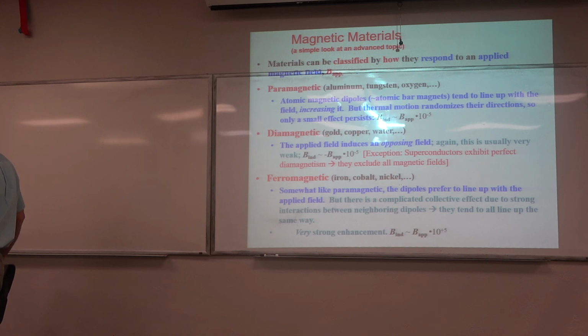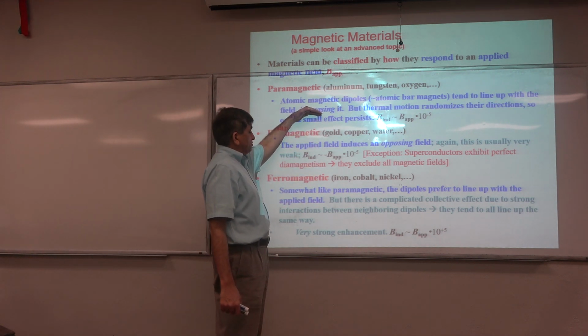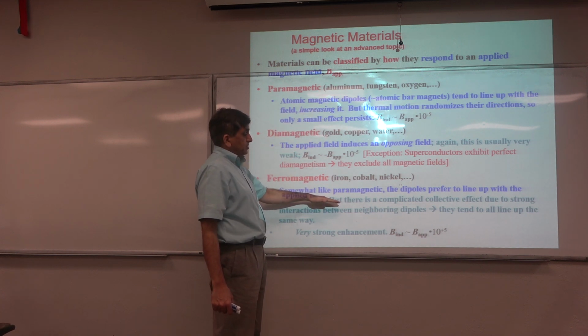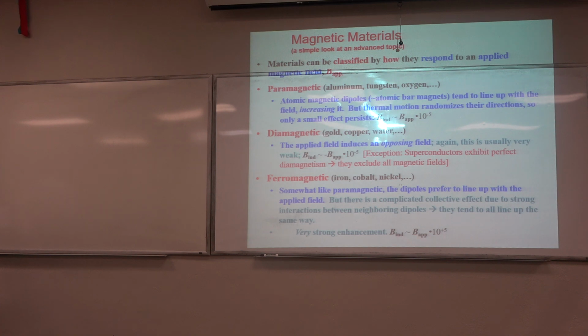The induced magnetic field is of the order of 10 to the power minus 5. Then there are the diamagnetic materials, such as gold and copper, where the applied field induces an opposing magnetic field, which is usually very weak. The other one is the ferromagnets: iron, cobalt, nickel. They align similarly to the paramagnets, but they stay aligned for a longer period of time, so they create dipoles and easily become strong magnets.